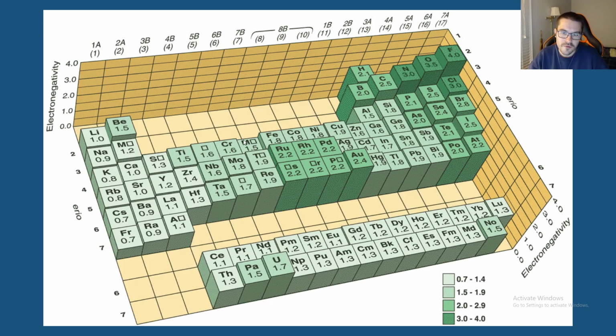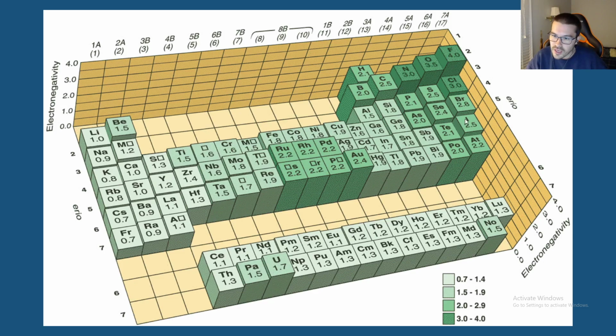As you go from left to right, effective nuclear charge increases. So the positive charge in the nucleus increases, and so those atoms, like fluorine, for example, are better at pulling on electrons that are engaged in a chemical bond than, say, sodium. And then it also decreases as you go down the periodic table. Not in all cases, that's why it's called a general trend.